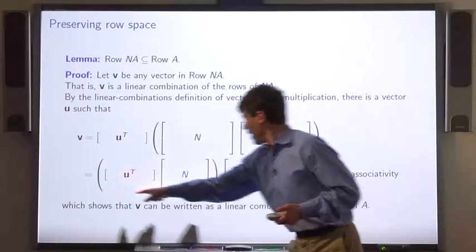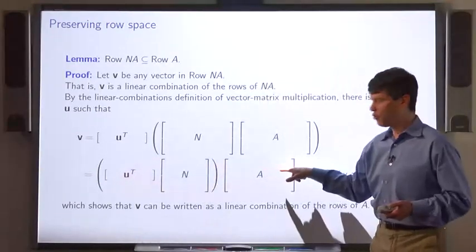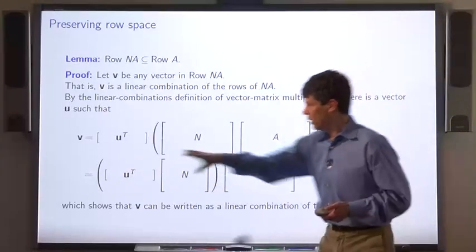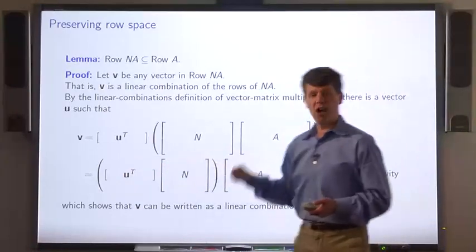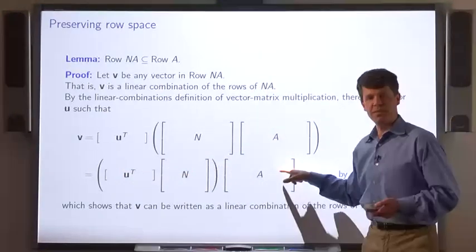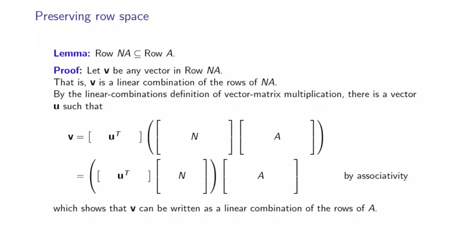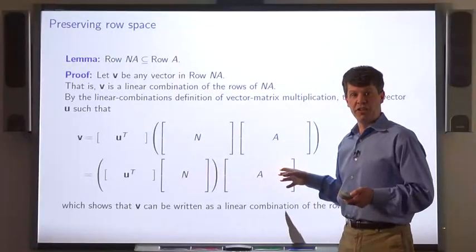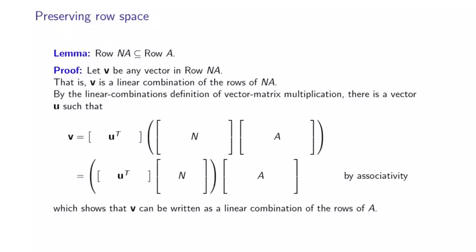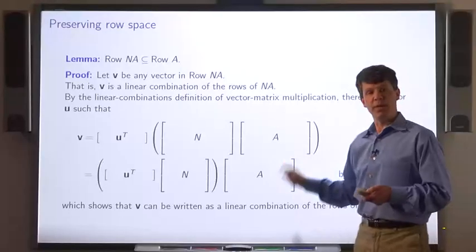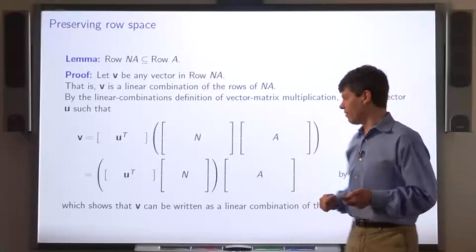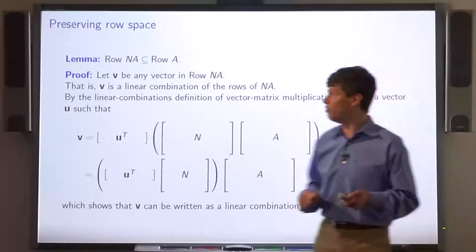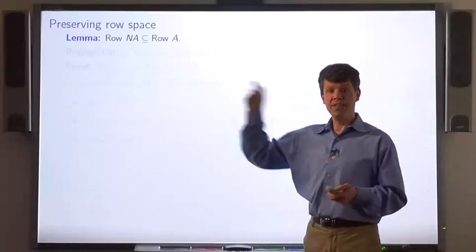And now this is a vector times a matrix. So this shows that this vector is a product of a vector times the matrix A. So by the linear combinations rule of vector-matrix multiplication, this is a linear combination of the rows of A. We've shown that any linear combination of the rows of NA can be written as a linear combination of the rows of A. And that completes the proof. So we have this lemma.